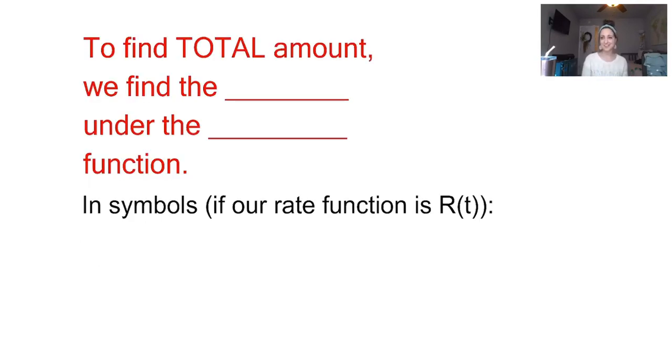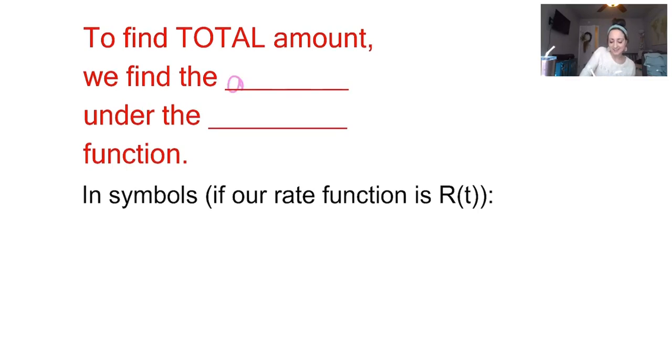All right, as a review from our last lesson, to find the total amount or total accumulation, we find the what under the what function. We find the area under the rate function, okay? And our notation for this in symbols, when we are trying to find how much or area, we use an elongated S, that's called the what symbol?